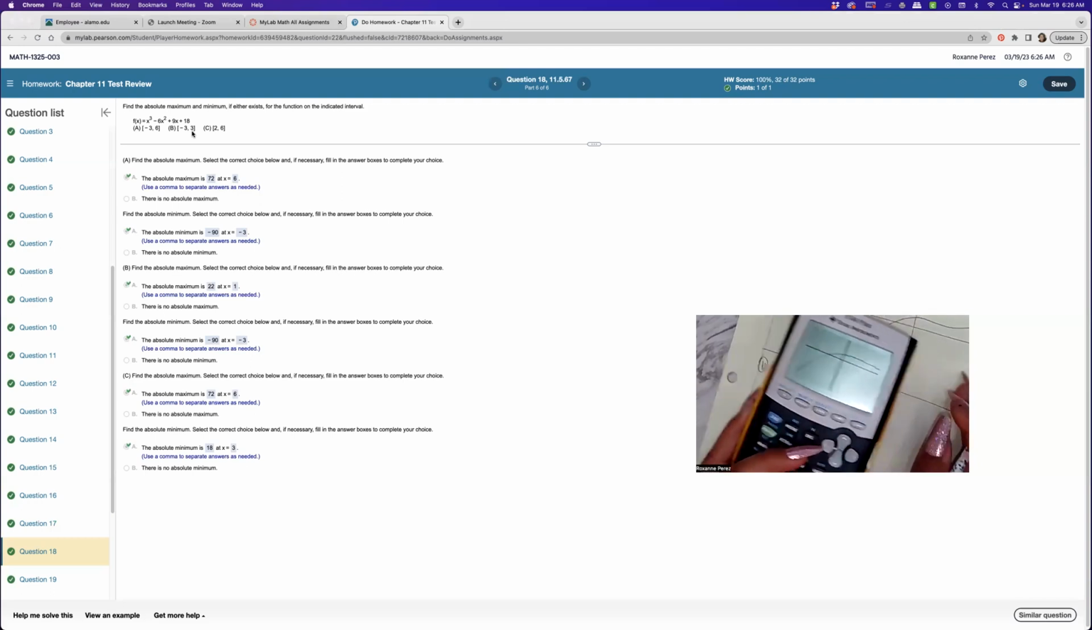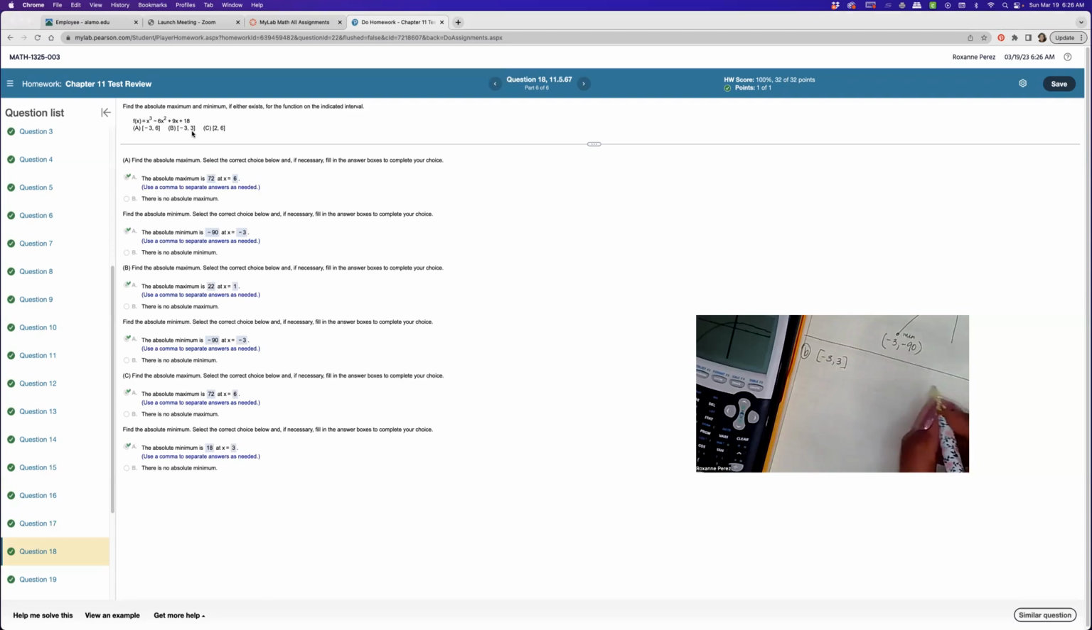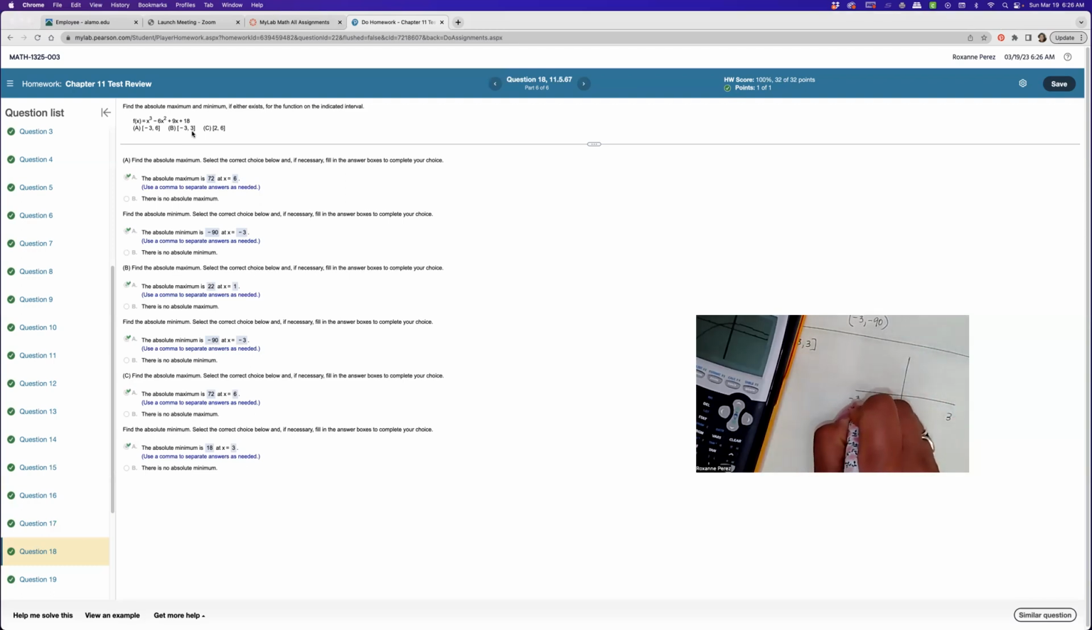So I'm going to sketch this really quick again. Over here is 3, over here is negative 3. We start somewhere down here on the bottom. And we're going up and it kind of comes down. Okay.